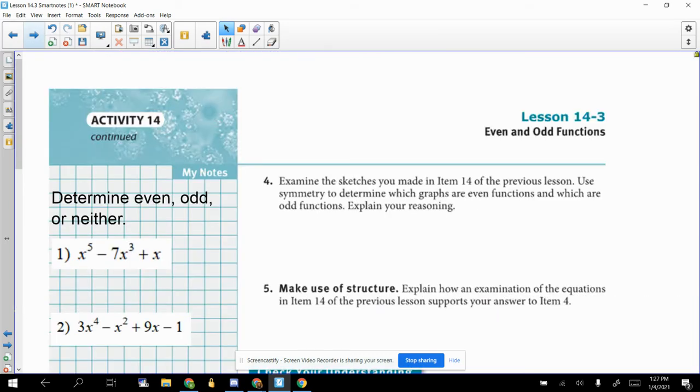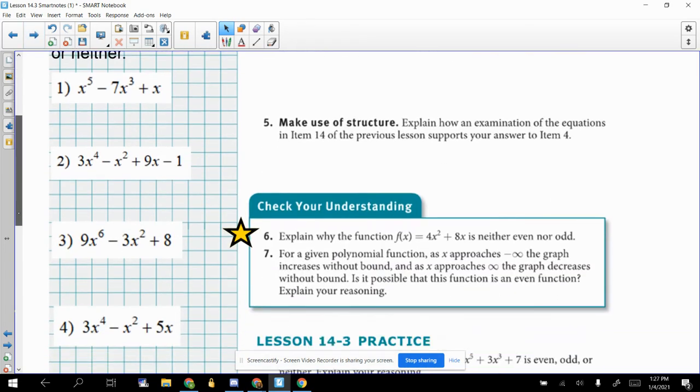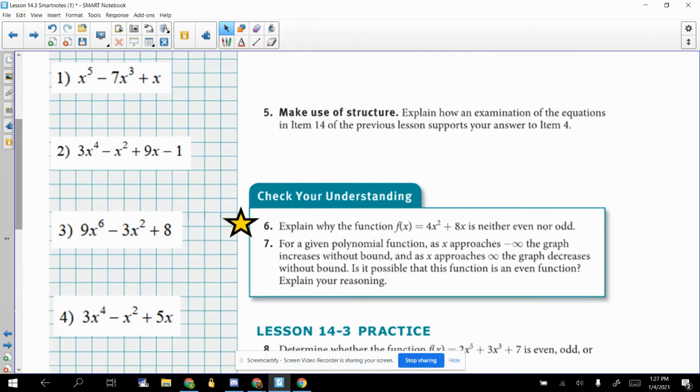Awesome. So let's try some examples here just by looking at the function. So on the last page, we saw the actual graphs, but let's go ahead and just do this by looking at the equation. Okay. So in number 1, we have x to the 5th minus 7x cubed plus x. Okay, and the first thing I would do is realize, okay, this x is like an x to the first power. It's a linear term. We're going to write that as x to the first power.